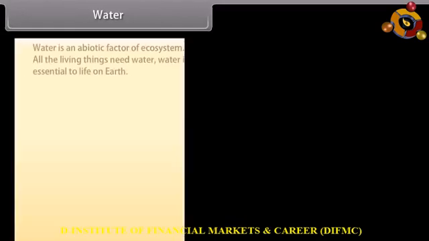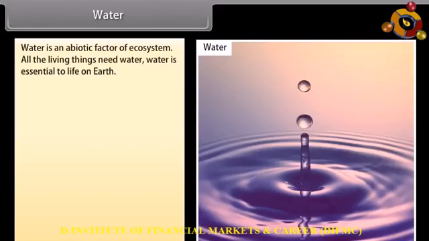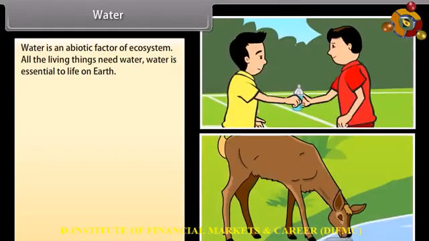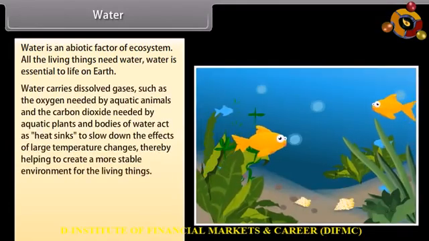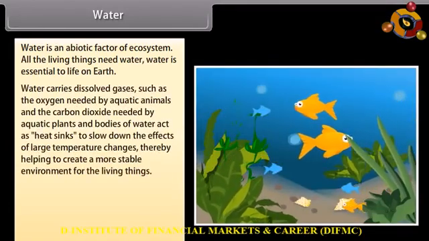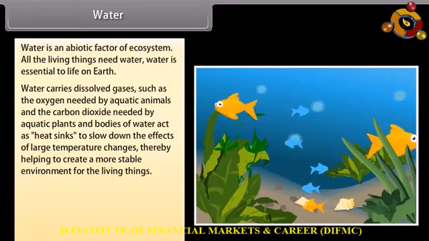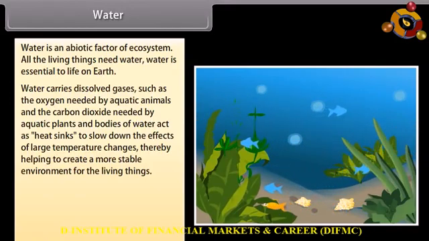Water. Water is an abiotic factor of ecosystem. All the living things need water. Water is essential to life on Earth. Water carries dissolved gases, such as the oxygen needed by the aquatic animals and the carbon dioxide needed by the aquatic plants, and bodies of water act as heat sinks to slow down the effects of large temperature changes, thereby helping to create a more stable environment for the living things.